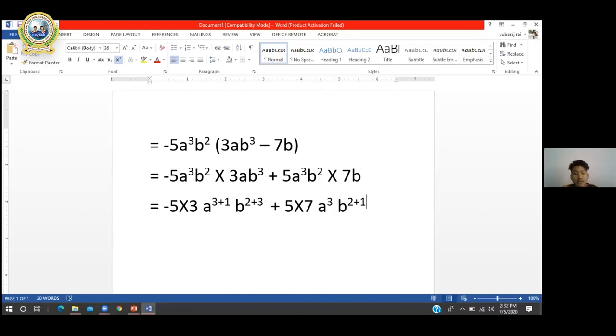Okay, so this is it. Now only simple mathematics is left to do. So we have minus 15 a to the power 4 b to the power 5 plus 35 a cube b cube. Okay, this is the answer.